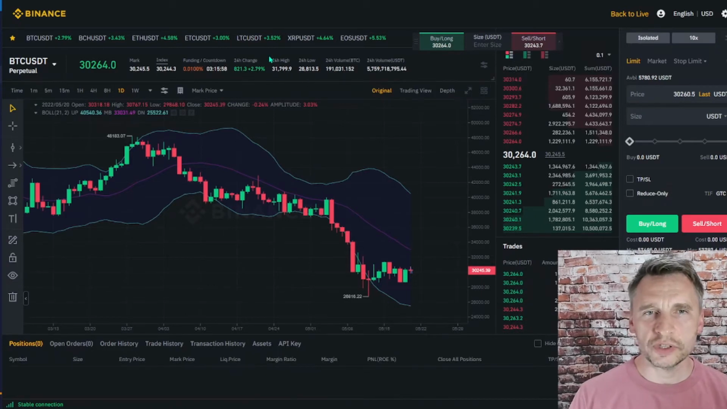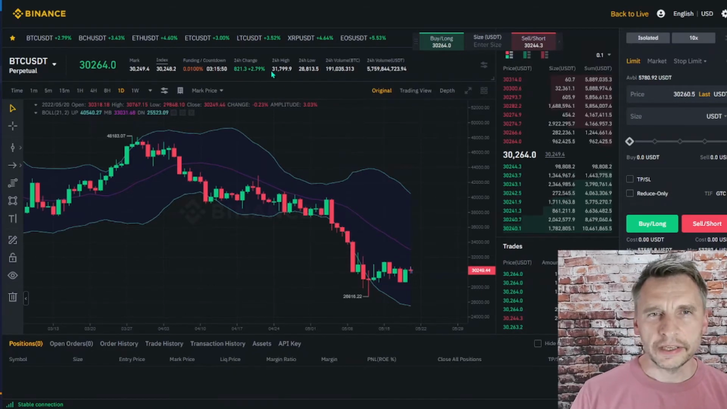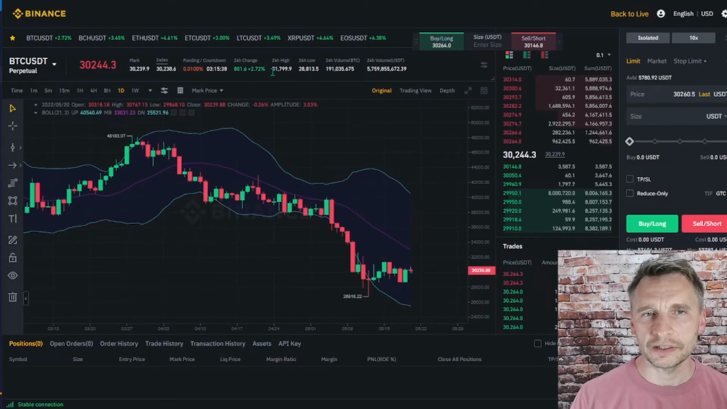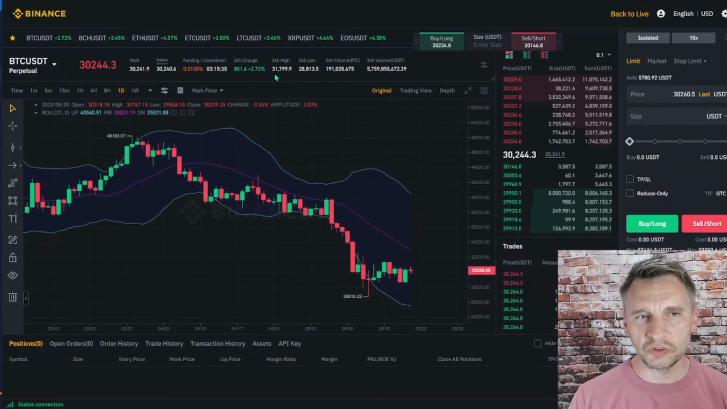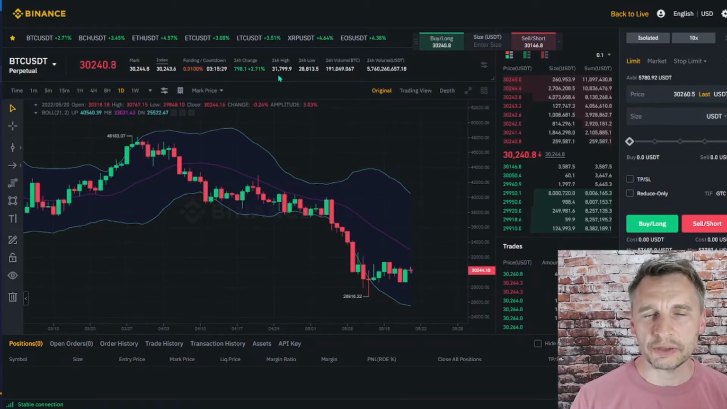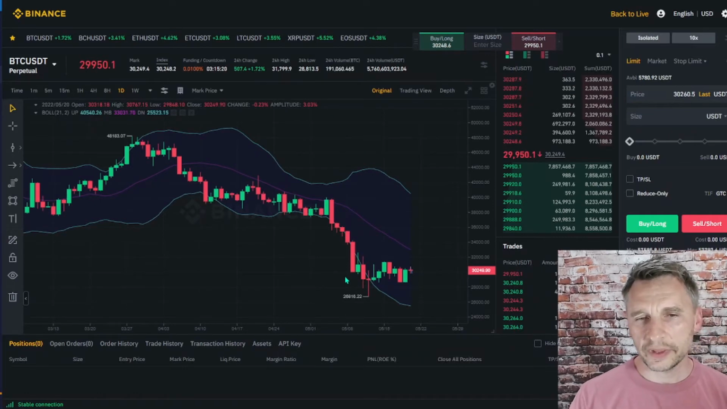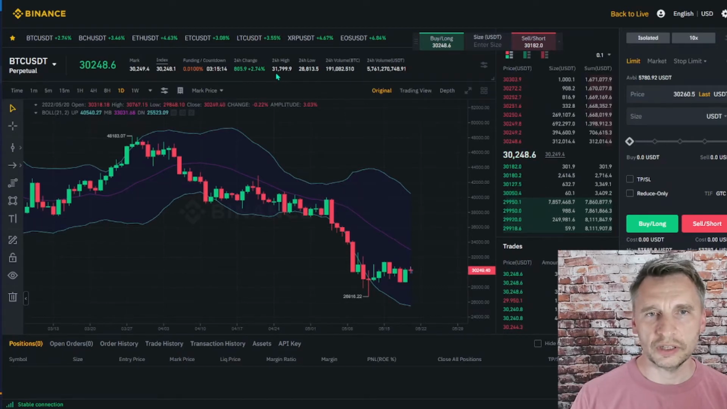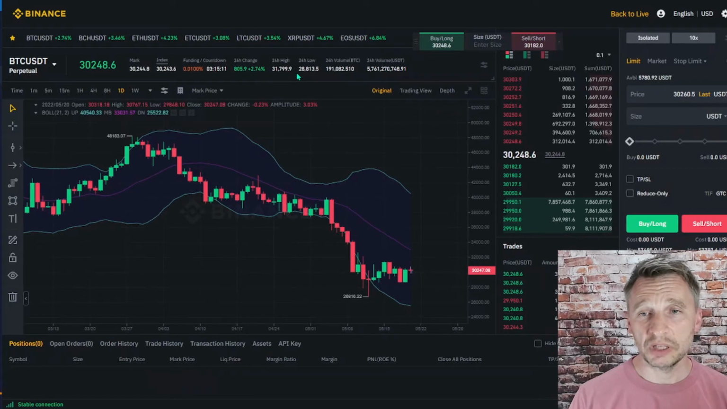And the next thing we want to do is look over here at the top. Right here at the top is where the 24-hour high and the 24-hour low price of the Bitcoin USDT pair is indicated. And if you notice, the highest point at which the Bitcoin USDT price was during the past 24 hours was $31,799, and the lowest price was at $28,813. So with that assumption, I am going to presume right now we are at $30,000, which is kind of midpoint.